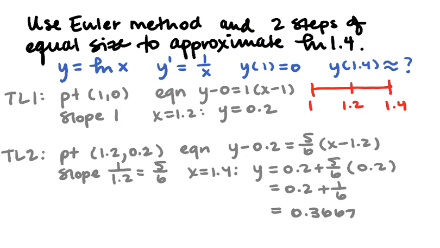So 0.3667, well, let's see. Is that a good estimate of the log of 1.4? I don't even know. Not bad. It's much closer than 0.4. It's 0.336. Okay, so not that far off, not terrible at all. It was close, and before I had no idea what log of 1.4 is, and this is a pretty good guess.